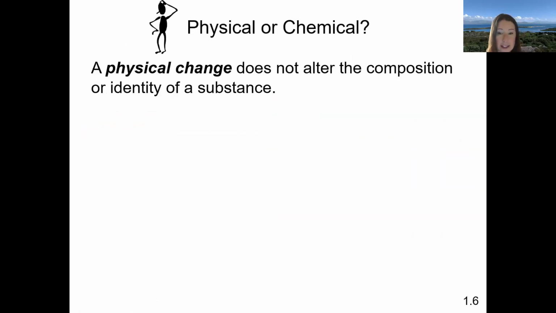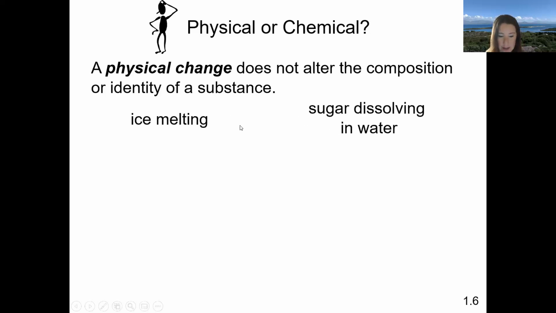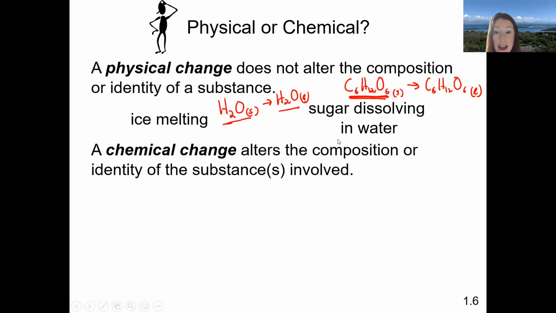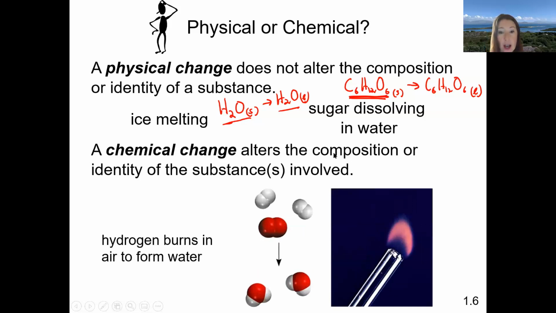Okay, our next topic, physical or chemical changes. A physical change does not alter the composition or the identity of the substance. The molecules are in the same order at the beginning and the end. For example, when ice melts, we go from ice, which is solid water, to liquid water. It's still H2O, right? Or sugar when it dissolves. It's a solid, but then it dissolves and now it's a liquid. But these atoms are still in the exact same order. The order of the atoms has not changed in a physical change. In a chemical change, the order of the atoms has changed. We've made something new. So a chemical change is like a chemical reaction, right?